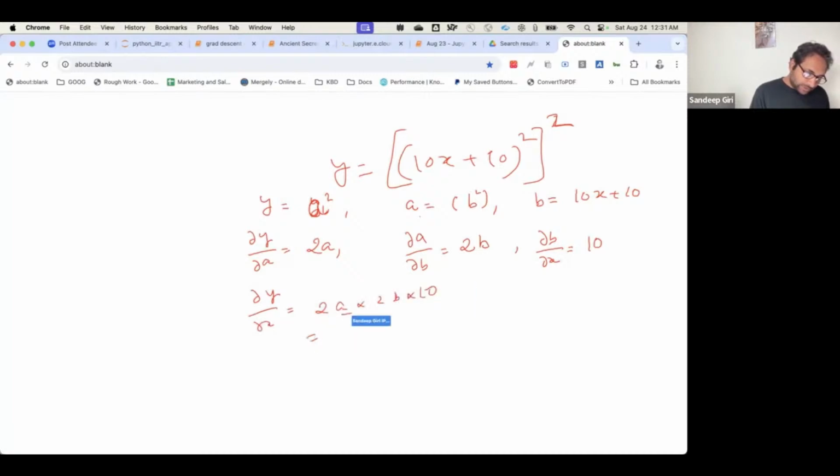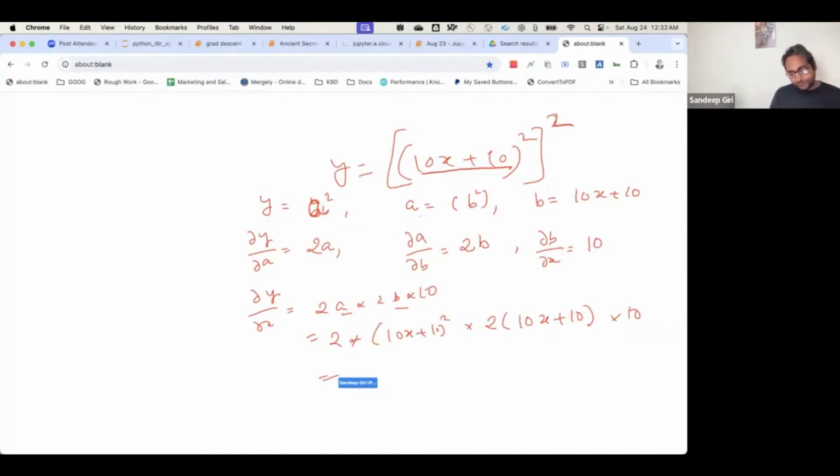And let's substitute how much is a. a is equal to (10x plus 10) whole square, times how much is b. b is this, which is 10x plus 10, and into 10. See that? So this way you can essentially break down lots of problems into this. And if you don't know the formula, just apply the first principle and solve it. Okay.